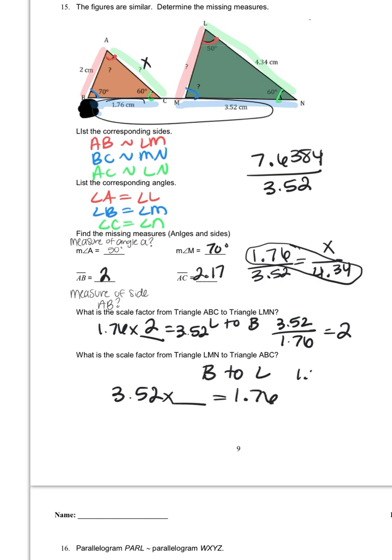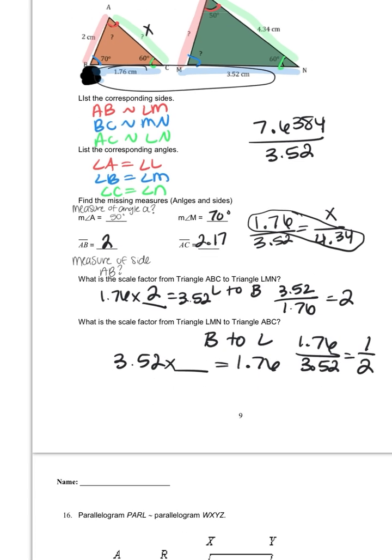So it's going to be 1.76 over 3.52. And when you do this in your calculator, you will get 1/2. So your scale factor from your little to your big is 1/2.